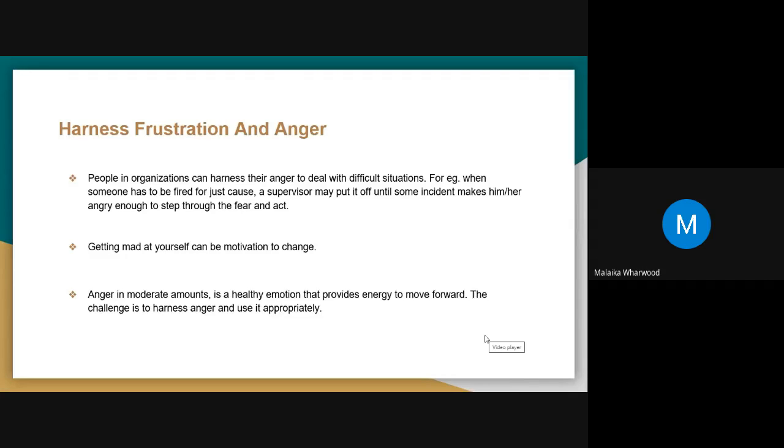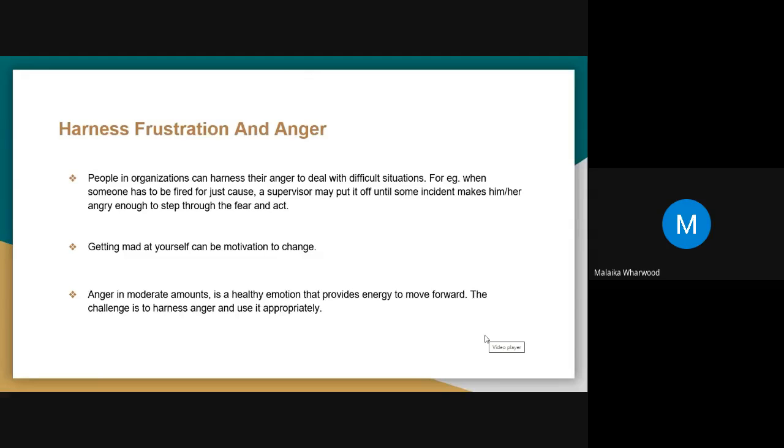Getting mad at yourself can be motivation to change. Anger in moderate amounts is a healthy emotion that provides energy to move forward. The challenge is to harness anger and use it appropriately, right? I would say that my supervisor really did not use her anger appropriately, but it is what it is. Things happen all the time.